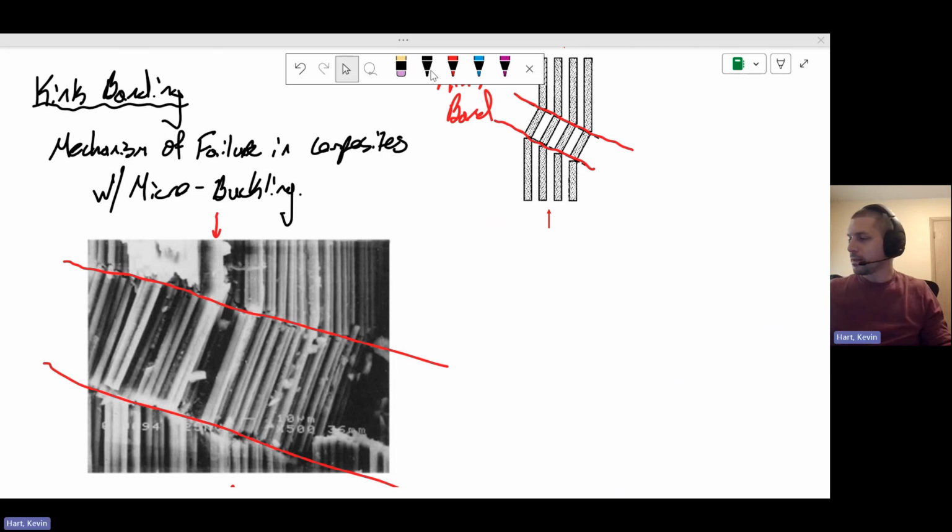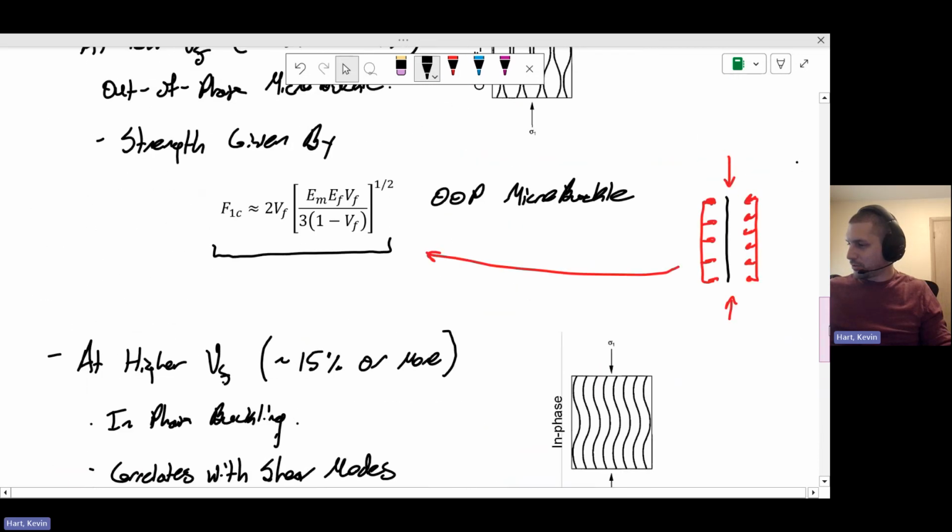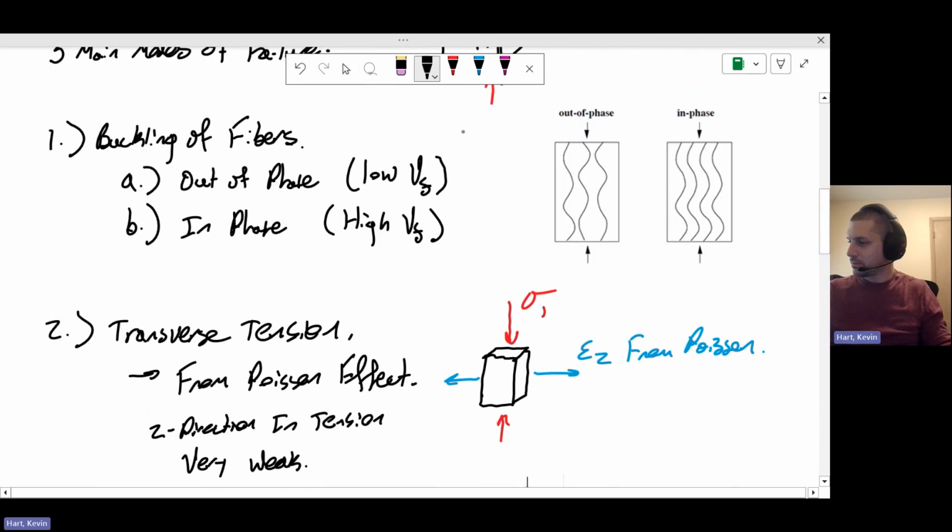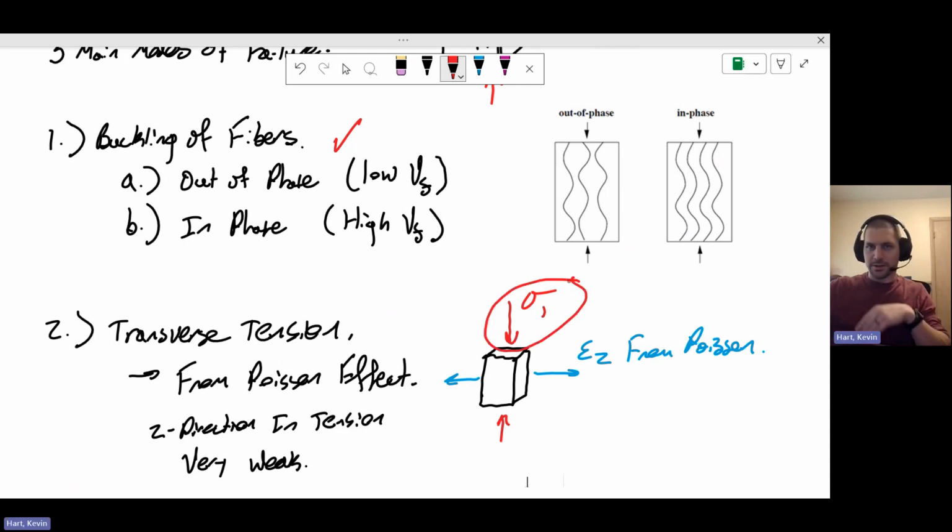Okay. So that is one way that composites can fail in longitudinal compression. So buckling of fibers, we've talked about that. We're done with that. Let's move on now and talk about this interesting case, this transverse tension case. And I talked about this a bit already, but if you're going to load something in compression in the one direction, it's going to expand in the two direction by Poisson effect, right?